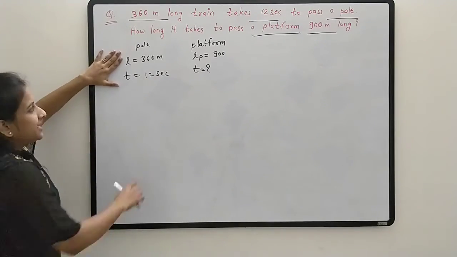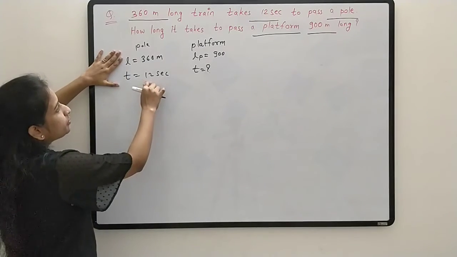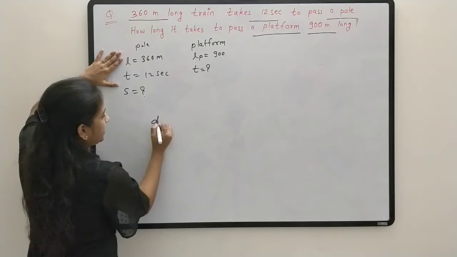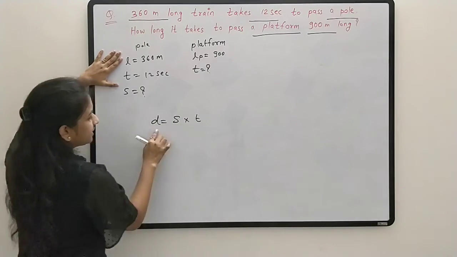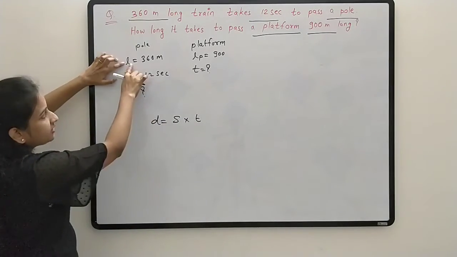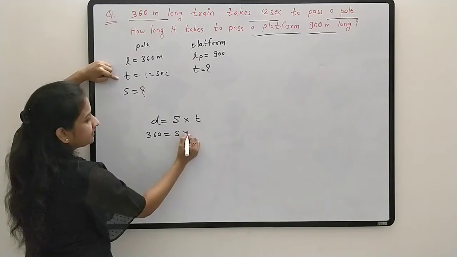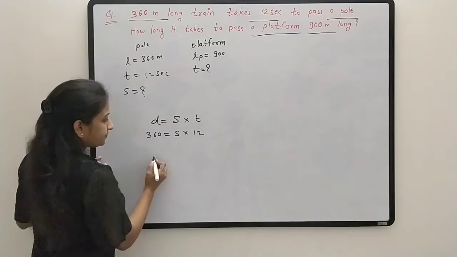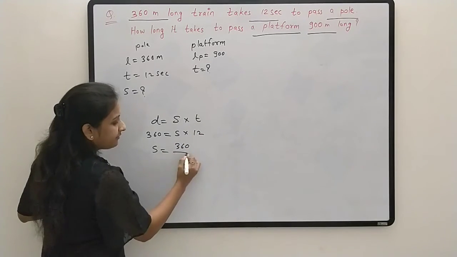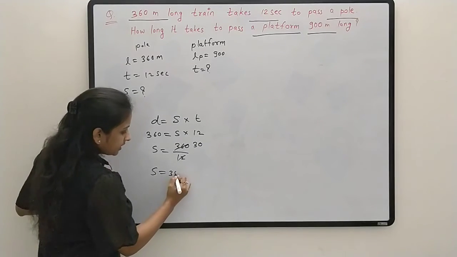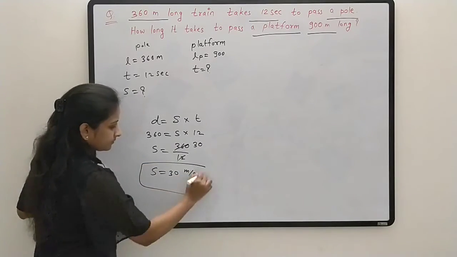From this. See, the train takes 12 seconds to pass the pole. So from this we can find the speed. So here distance is equal to speed into time. In this case, distance is the length of the train, that is 360, equal to speed, which we have to find, into time 12 seconds. So speed is equal to 360 divided by 12. 12 3s are 36. So S is equal to 30 meter per second.